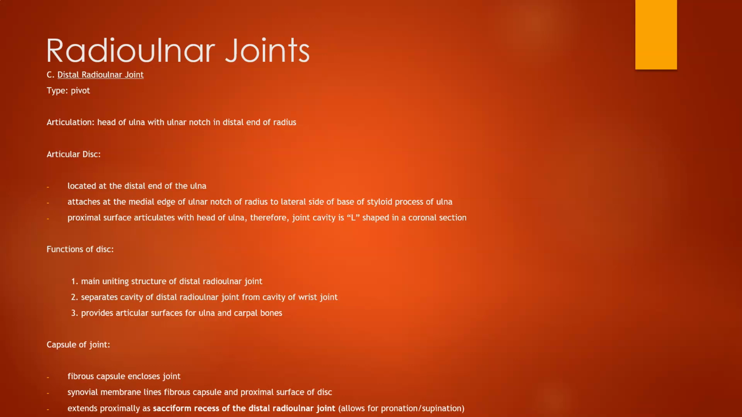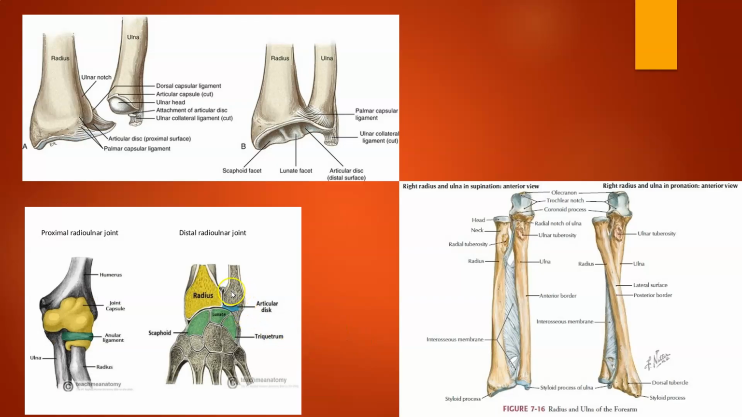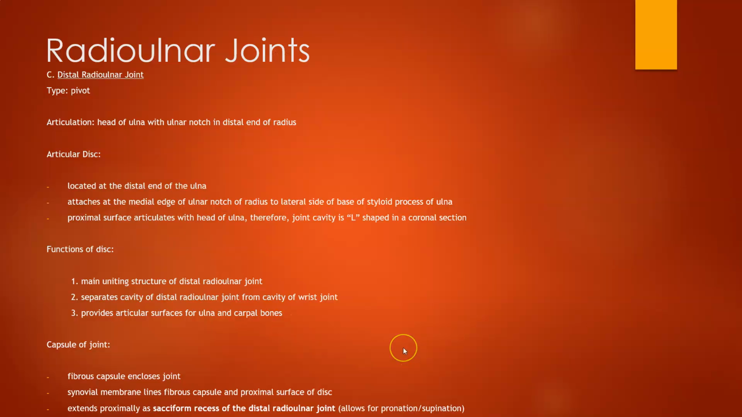Remember, we have to have a bit of a different stability at the distal radioulnar joint because we have this very large bone, the distal radius, that is spinning around the smaller distal part of the ulna, which is the head. The second thing it does, it separates the cavity of the distal radioulnar joint from the cavity of the wrist joint. As I said, the distal ulna does not articulate with the proximal row of the carpal bones of the wrist. And the third thing it does, it provides articular surfaces for the ulna and the carpal bones.